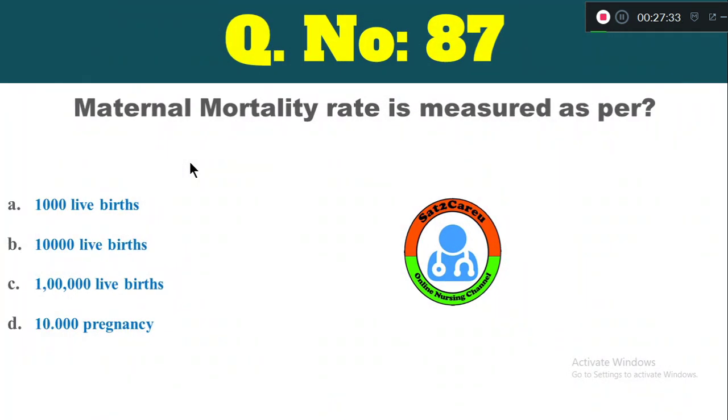Question number 87. Maternal mortality rate is measured as per option A, 1000 live births, B, 10,000 live births, C, 1 lakh live births, option D, 10,000 pregnancies. The maternal mortality rate is measured as per 1 lakh live births. Question number 88.